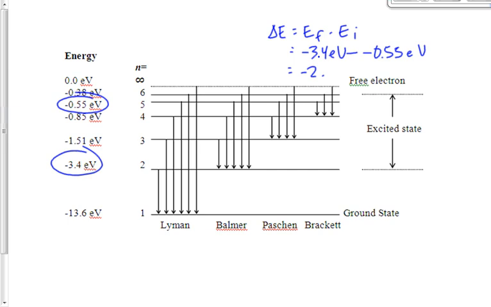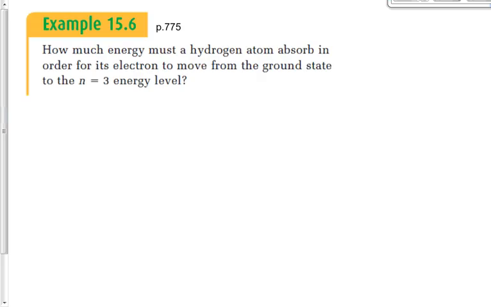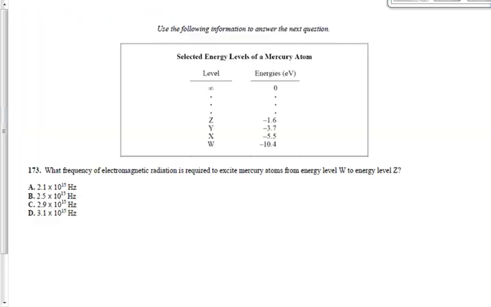What is it? Negative 2.85 electron volts. We're good there, guys? Okay, I want to take a look at one multiple choice question on this, and then we're going to move forward with our new stuff and finish things up. The multiple choice question that I want to look at is in your booklet. It's number 173. Don't bother submitting this one. Just do it real quickly, and then we'll do it as a class when you're finished there, okay?